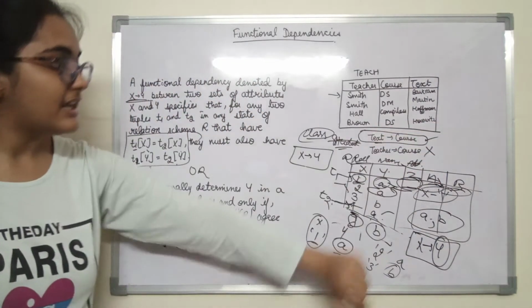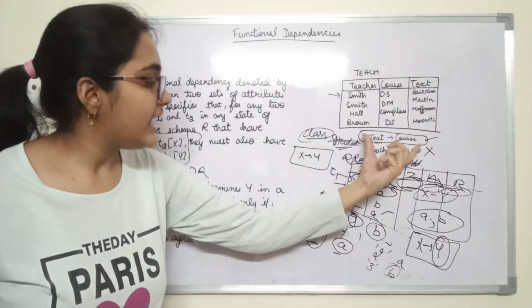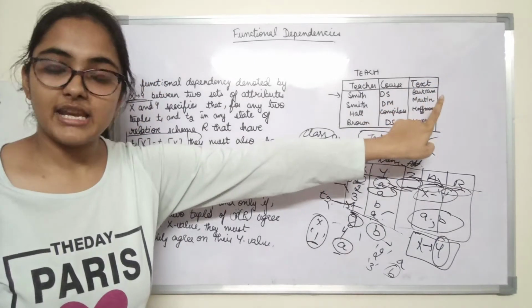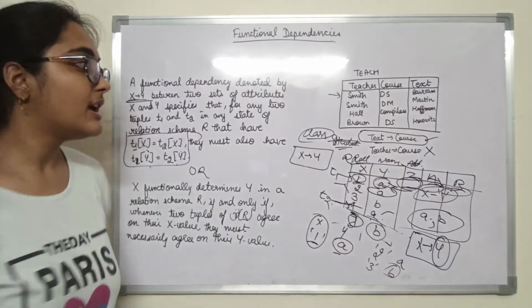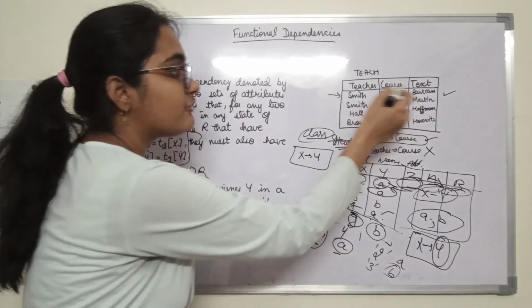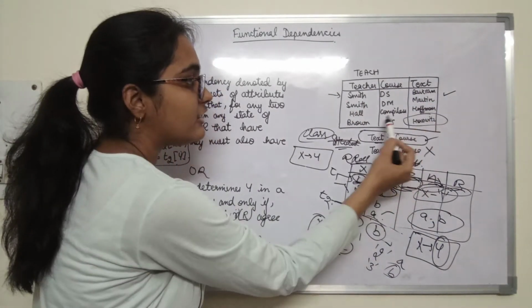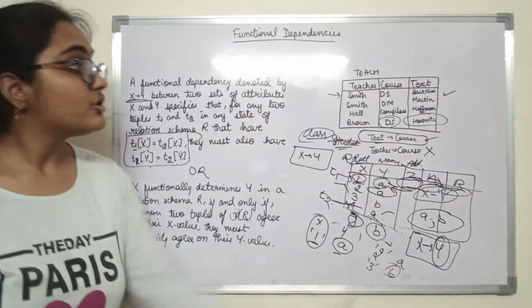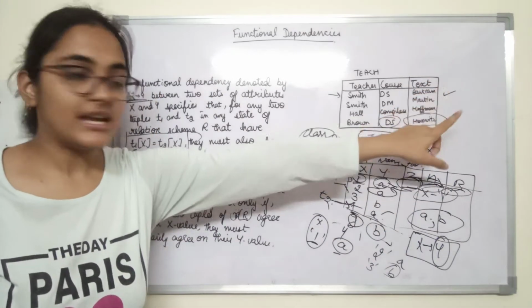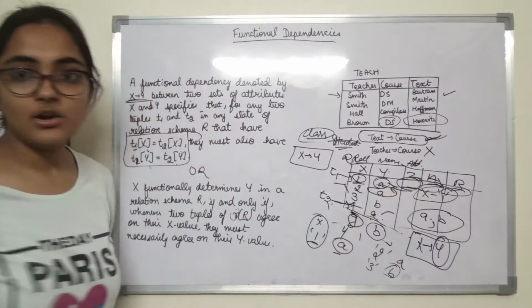You may try to say that since text is determining course, since given a value of text, we are able to uniquely say the value of course. Let us say text is given as Bartram. Then the value of course is DS. If the value of text is Horowitz, then the value of course is DS, right? So given a value of particular text, we can uniquely determine the value of course. So you can say that this functional dependency holds here.